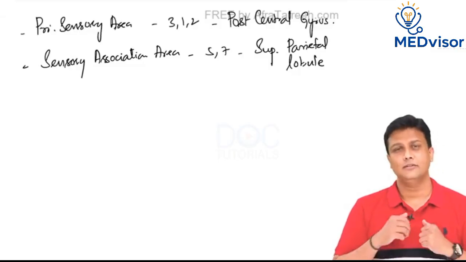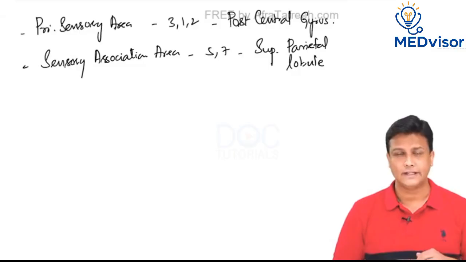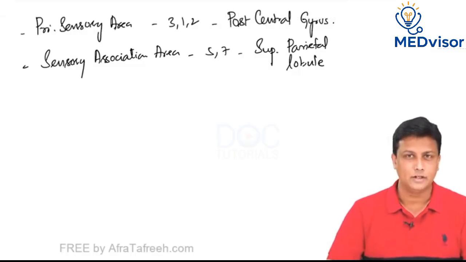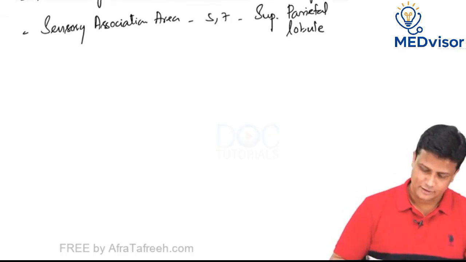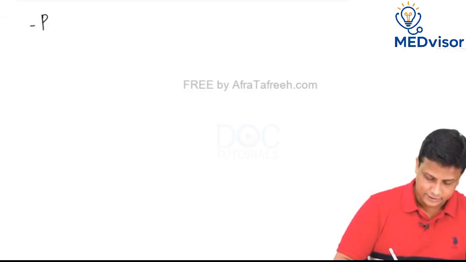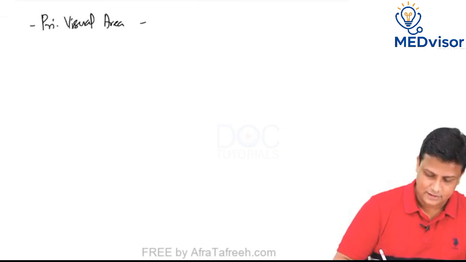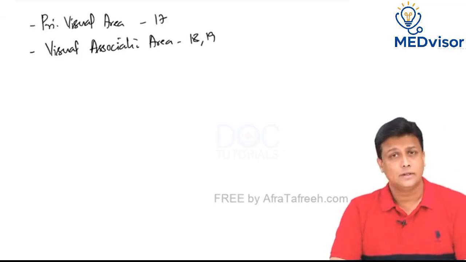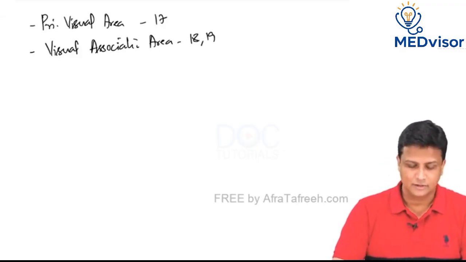So in this manner, we are done with the sensory area, the motor area, the auditory and the speech areas with their name, number and location. Now sir, what about the visual areas? This is something very famous which every medical student will know. There will be a primary visual area, that is area number 17, and then you have a visual association area, that is area number 18 and 19, guys.